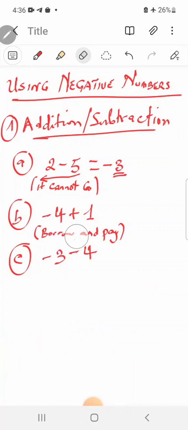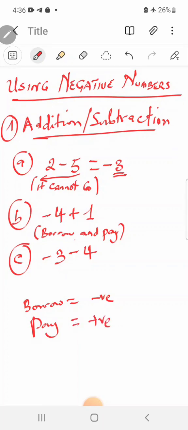So what you use here is borrow and pay. What is borrow for the purpose of this lesson? Borrow means we are dealing with the negative sign. Meanwhile, pay means we are dealing with the positive sign. And whenever we want to evaluate this kind of problem, we will always be asking the question more or less. Take note, we shall use that question a lot. So let's get back to work.